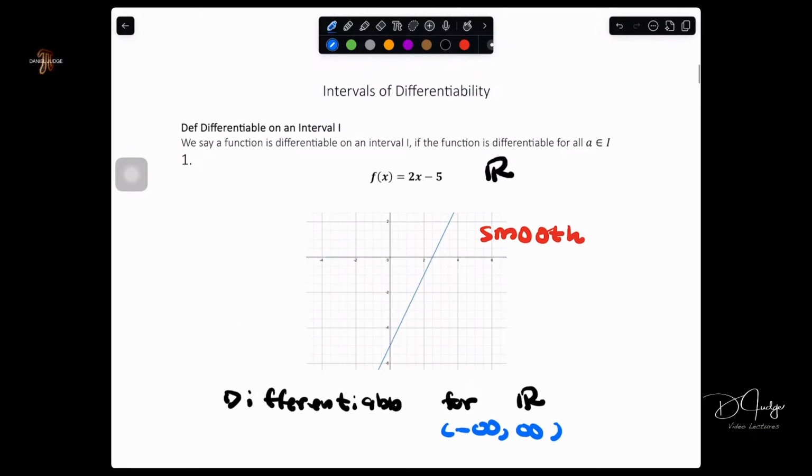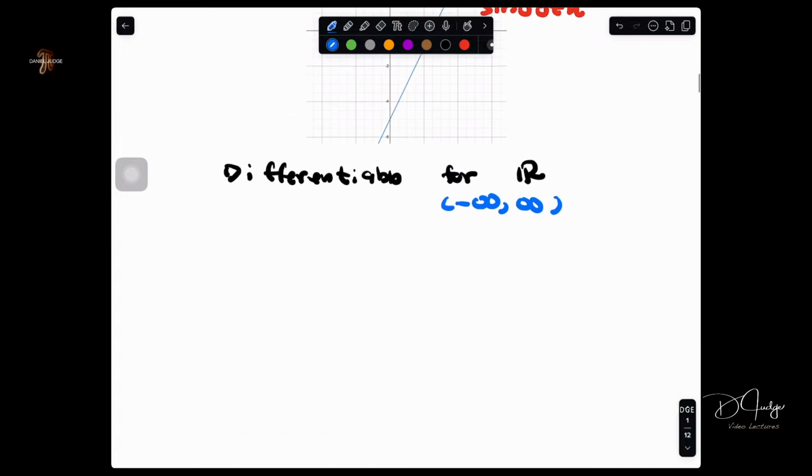Now, they're not asking us to prove they're differentiable, which is going to be using the definition of a derivative at a value, let's say a. You can prove this, but they're not asking for the proof. We're just doing a visual inspection of this. And that's it, a visual inspection. So, okay.